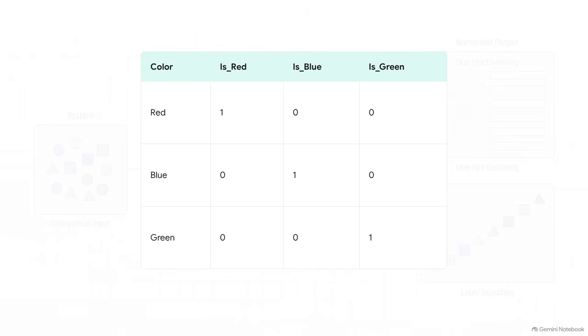It gets its name because for any given record, only one column is hot, or active, with a value of 1, while the rest are cold with a 0. If a record is red, it gets a 1 in the is_red column and a 0 everywhere else. By giving each category its own binary column, the mathematical output is undeniable. We successfully express the structure we actually know and completely avoid fabricating artificial distance or ranking.